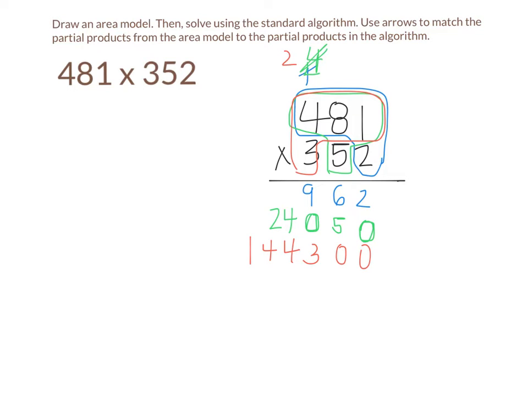So which one's our right answer? 962, 24,050, or 144,300? None. Those are all partial products. Good. So then in order to find the total product, we have to add up the partial products.